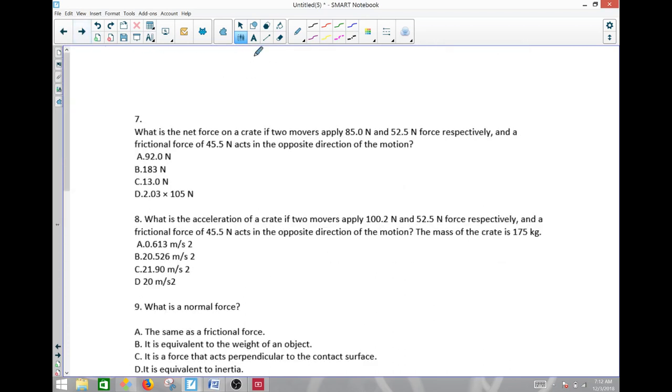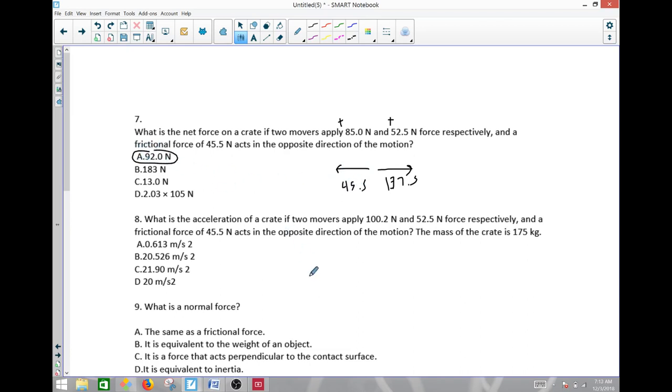We have 2 forces applied, respectively. They're both positive, so they're both going in the same direction. You put those two together, 85 plus 52.5, and I get 137.5. Then I have a resistive frictional force, in the opposite direction, of 45.5, and this is going to give me a net force of 92 newtons.